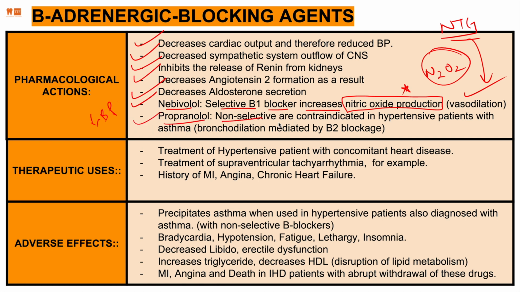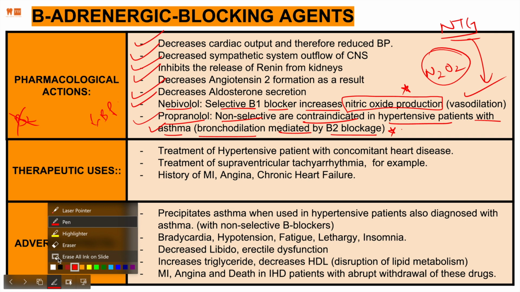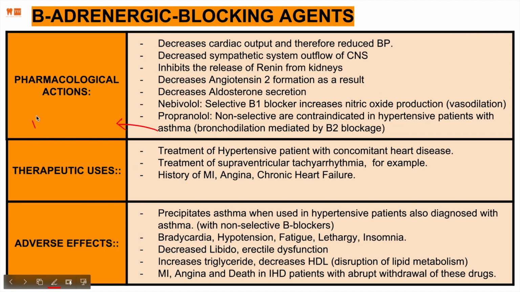Propranolol is a non-selective beta blocker, which is actually contraindicated in hypertensive patients with asthma because of the blockage of beta-2-mediated bronchodilation. What does that mean? Well, think of it this way. If propranolol is non-selective, then it will also block beta 2, right? So beta 2 is blocked. What's the job of beta 2? Beta 2's job is to create bronchodilation. Beta 2's job is to create bronchodilation in patients with asthma. That's why, if you remember, in the treatment of asthma, we have beta 2 agonists, right?